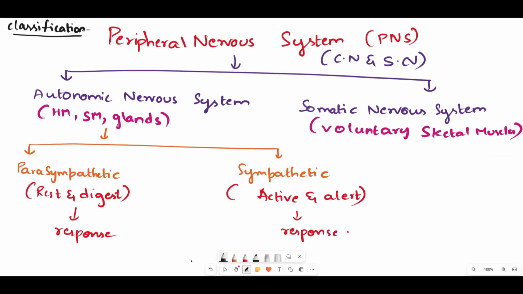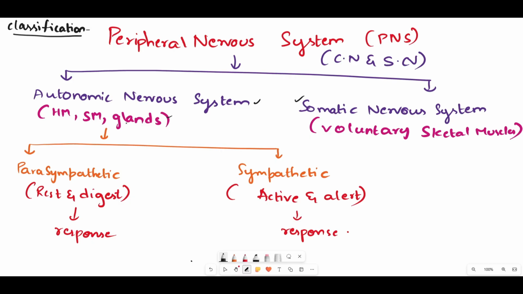Coming back to the classification of the peripheral nervous system. The peripheral nervous system consists of two sets of nerves, the cranial nerves and the spinal nerves, which arise from the brain and the spinal cord. This is further divided into two: the autonomic nervous system and the somatic nervous system. The somatic nervous system is specifically seen in the skeletal muscles, whereas the autonomic nervous system can be seen in the heart muscles, smooth muscles, and the glands.